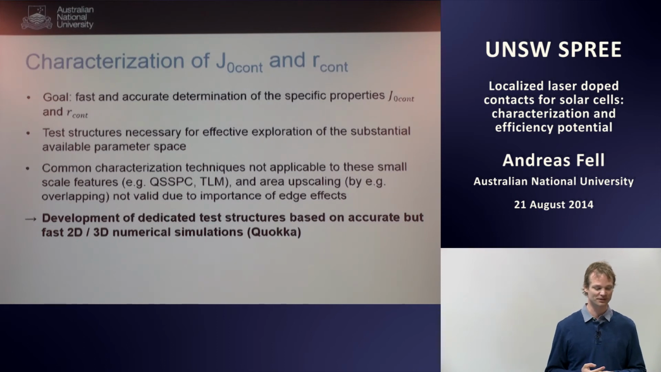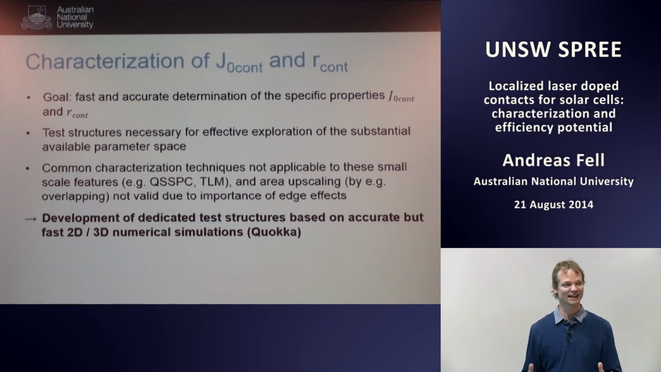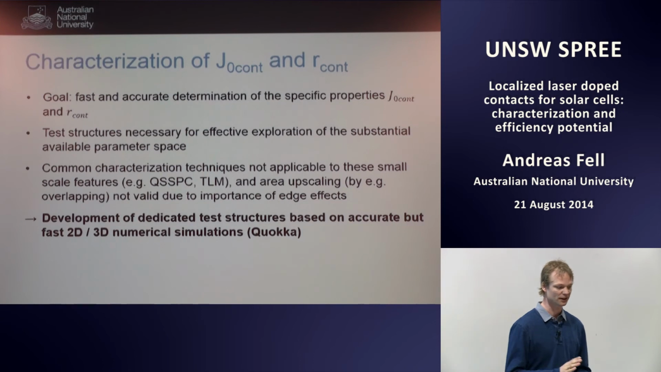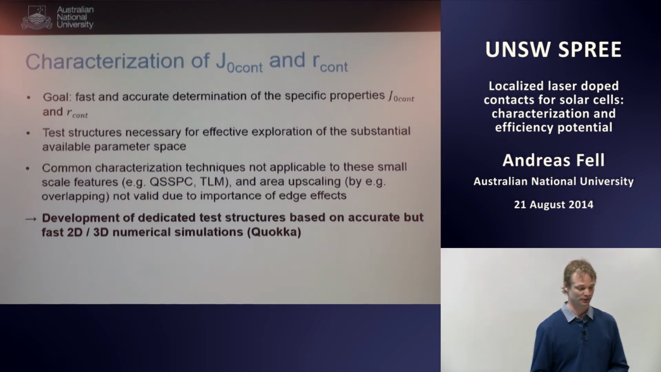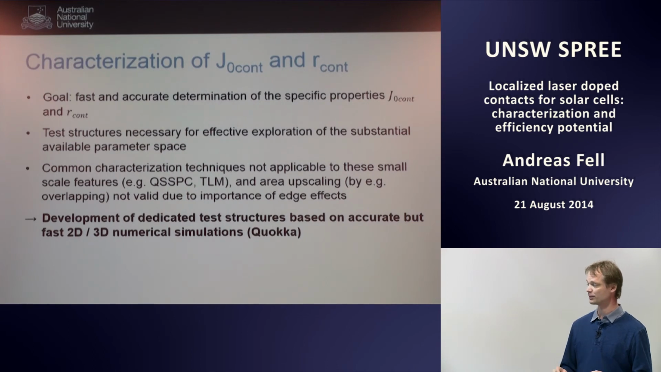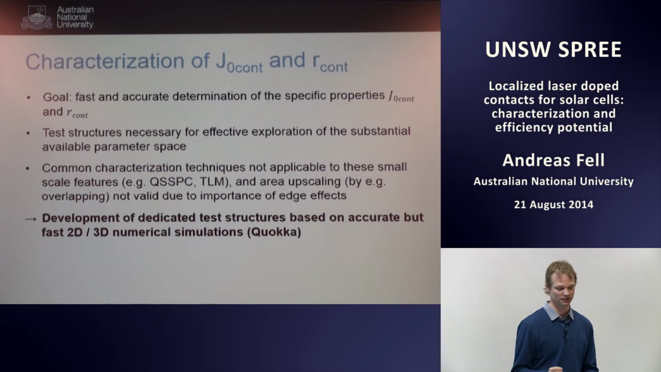So for example, QSPC, you need a 4x4 or 3x3 centimeter uniform area. And also for the transfer length method, you need a uniformly doped area to measure the contact resistance. And upscaling of those localized features is usually not allowed, because I just said the edge regions are very important.